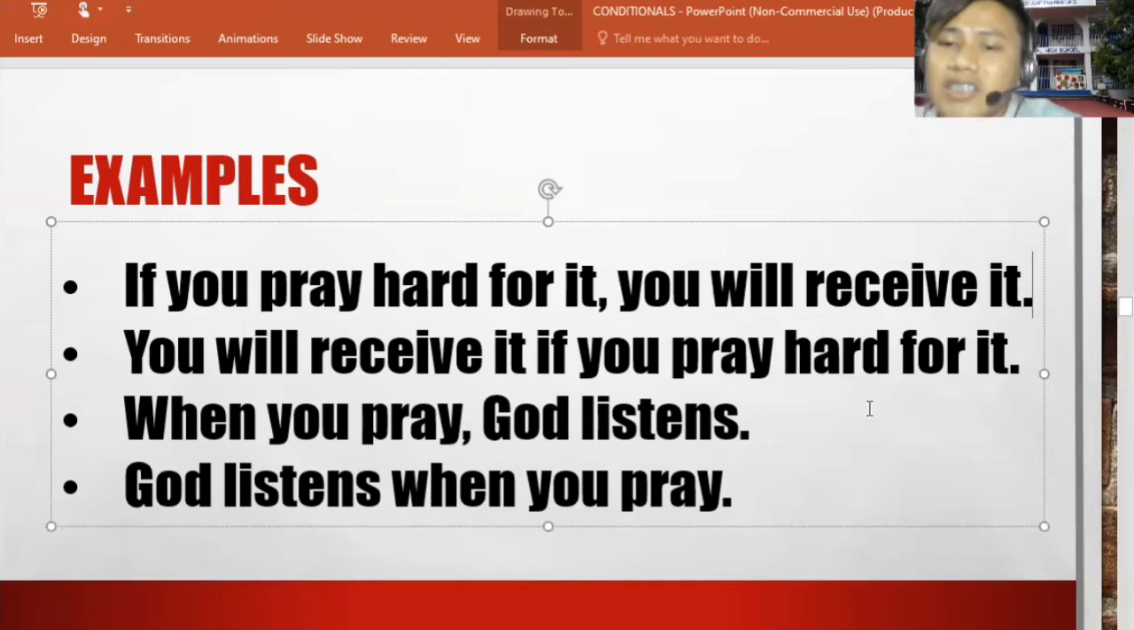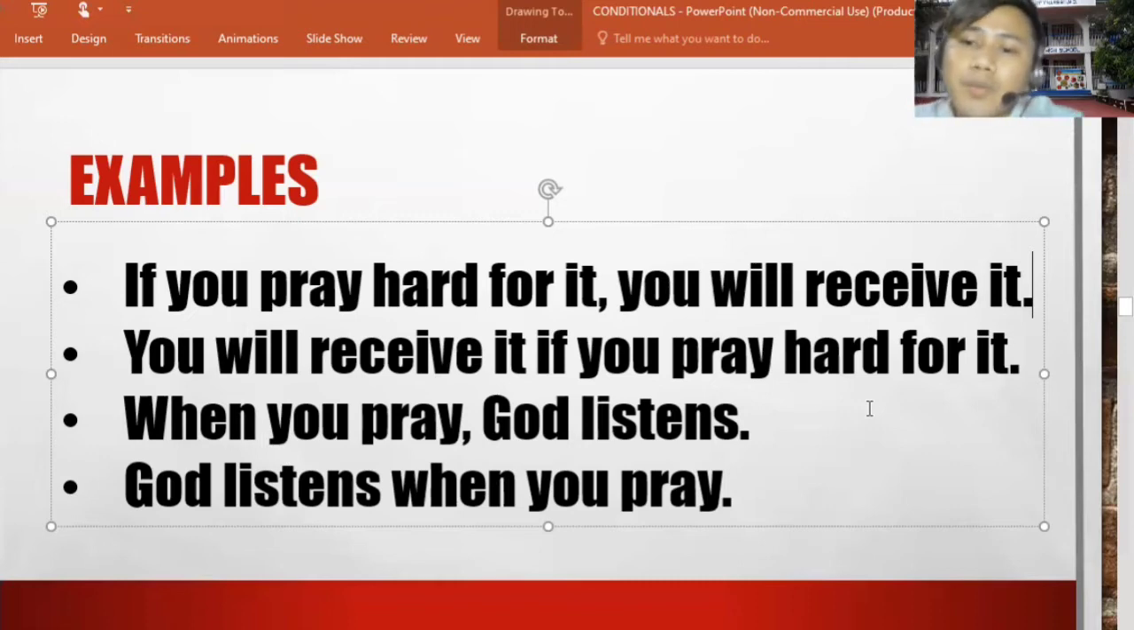So as you can see there, the main clause comes first before the conditions. But this time, we do not put a comma anymore. The meaning of the sentence is still the same, just like our second example.